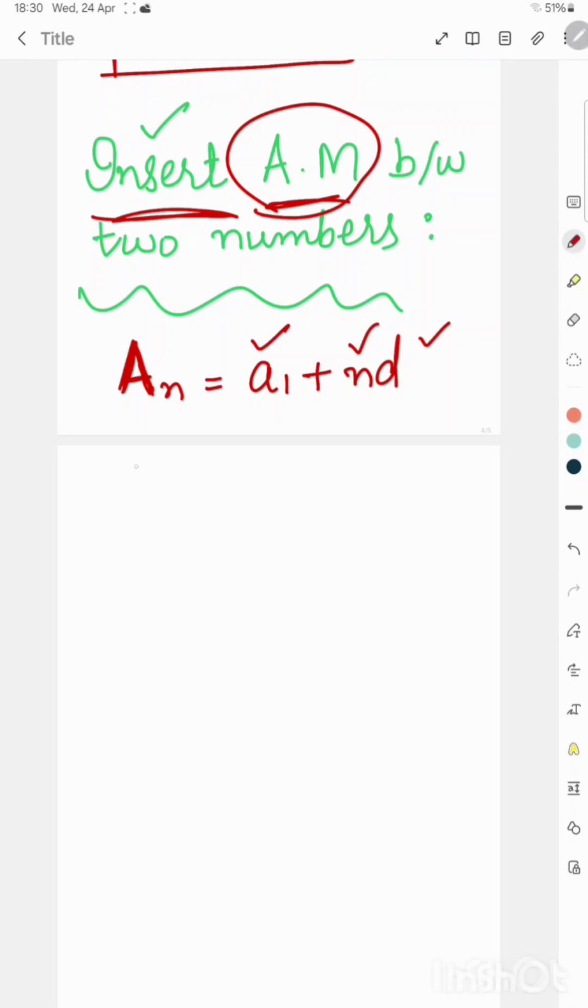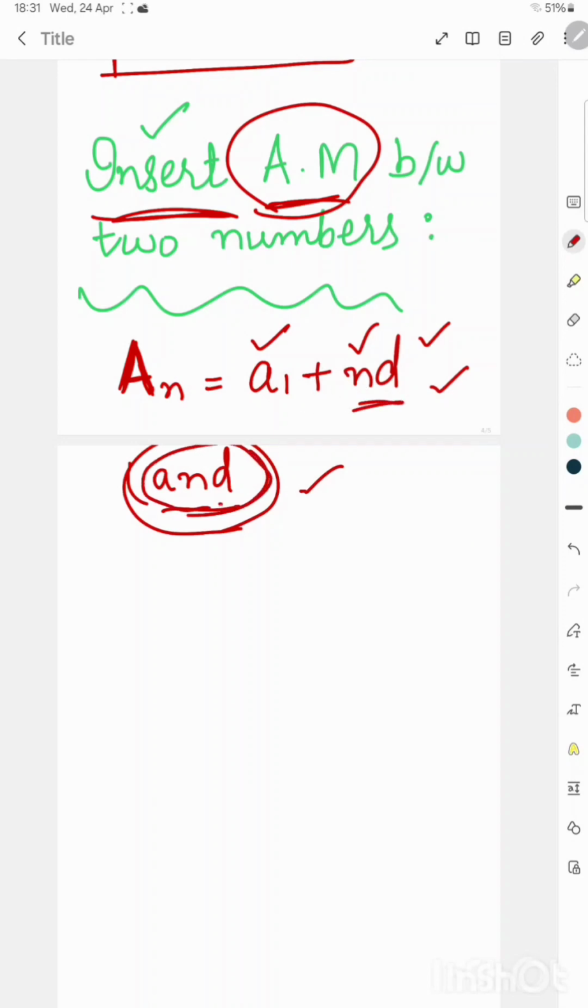Okay, so to remember this formula I will give you a short trick so that you don't become confused, because there are so many formulas used in this arithmetic sequence or progression topic. So you will just remember the English word "and". As you can see, "and": a1 plus formula sign and nd. So you just remember the word and you will automatically recall the formula for inserting arithmetic mean between two numbers. Okay, now I will solve an example related to this topic so the topic becomes clear to you.